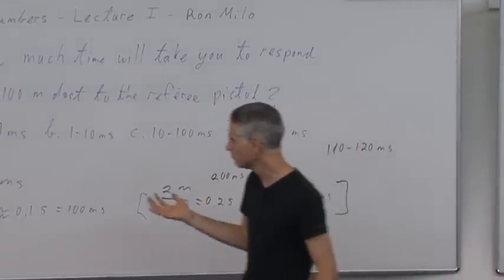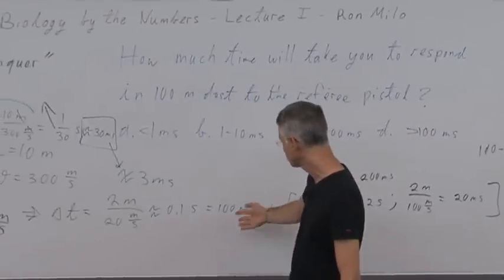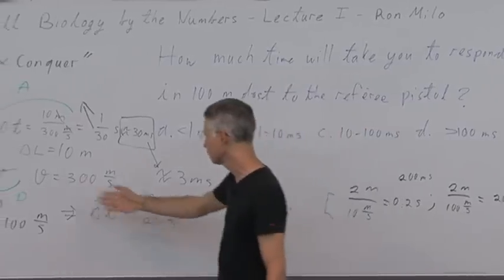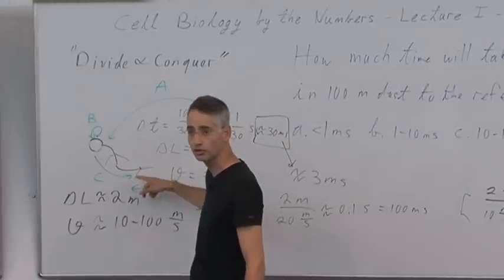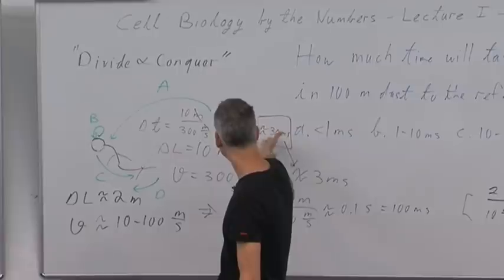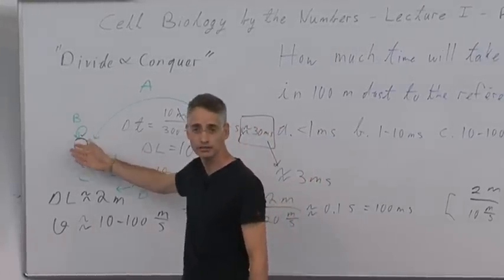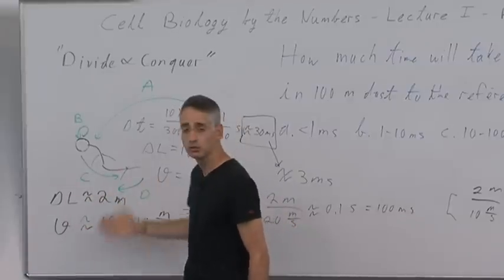And now you can get something about the intuition. Where does that come from? Because we're getting about 100 milliseconds just from the response, most of it from the action potential running here. From the distance, it's negligible. Something also happens in the brain. Something maybe is happening with the muscles.